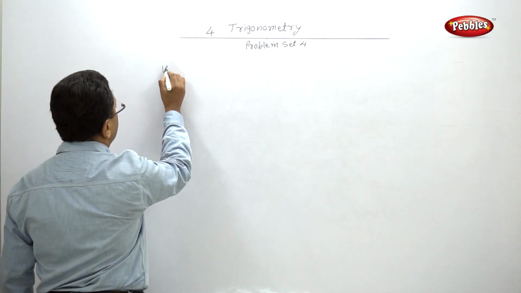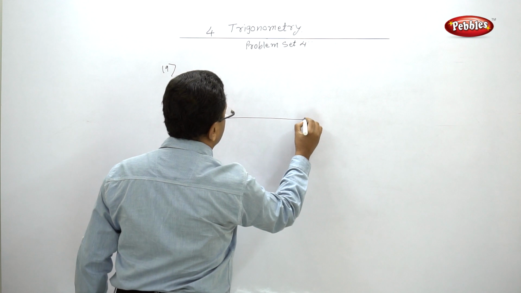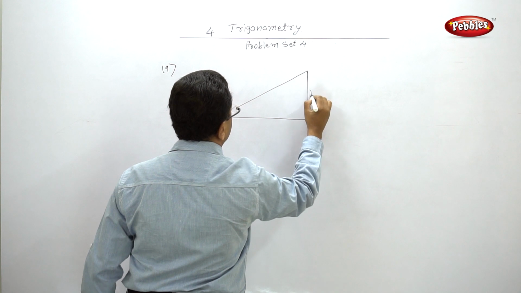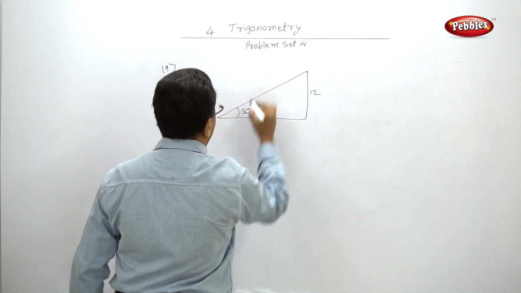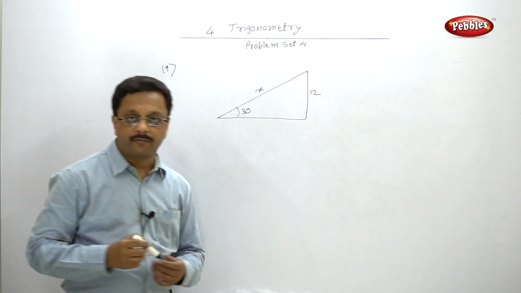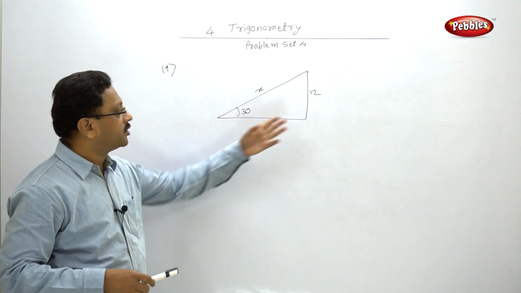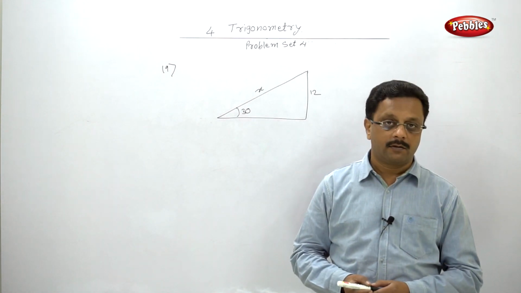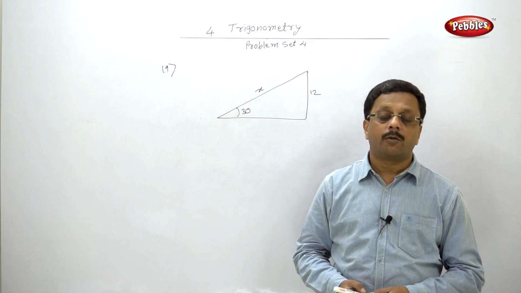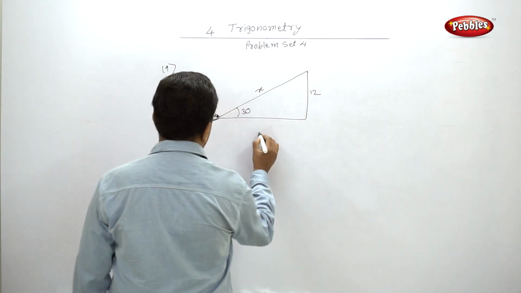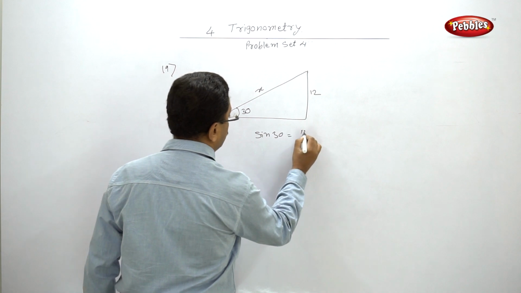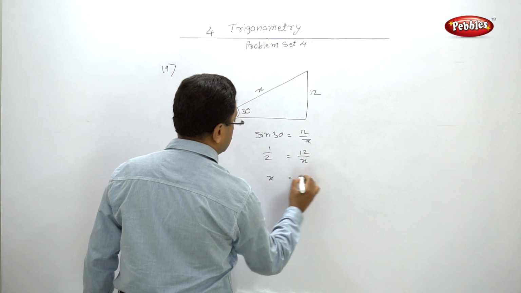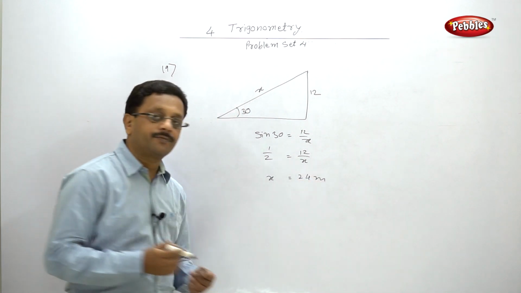Extremely easy example. I am not going to solve. Just this is the pole, this is the rope, this is 12 meters, this is making angle 30, and you have to find x. Extremely simple. Okay, you just have to say sine 30. Sine 30 is 12 upon x. What is sine 30? 1 upon 2. So we have sine 30 is equal to 12 by x, that is 1 upon 2 is equal to 12 by x. So x is equal to 24 meters. Very simple.